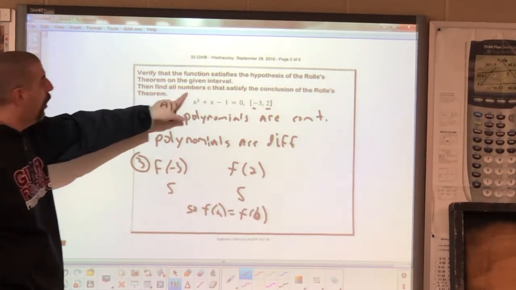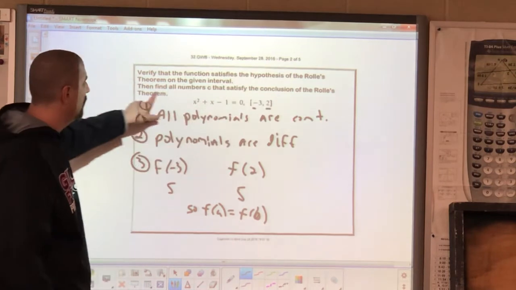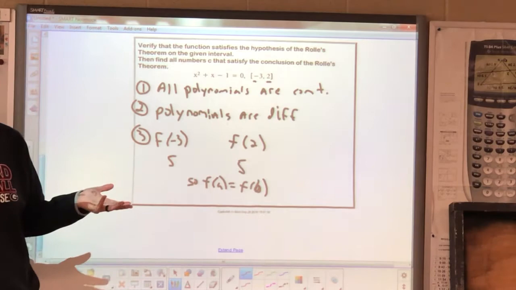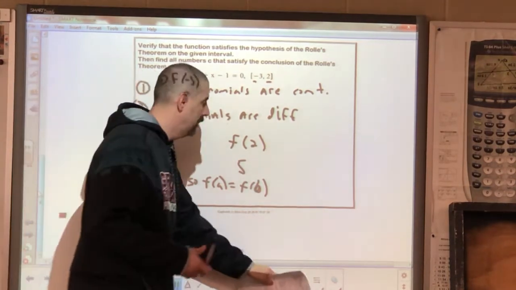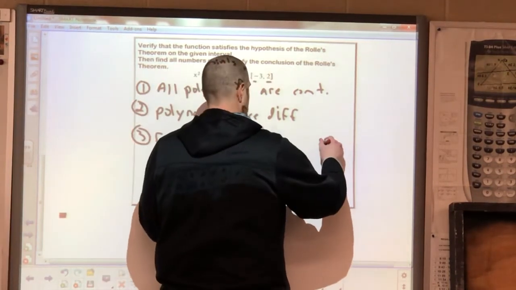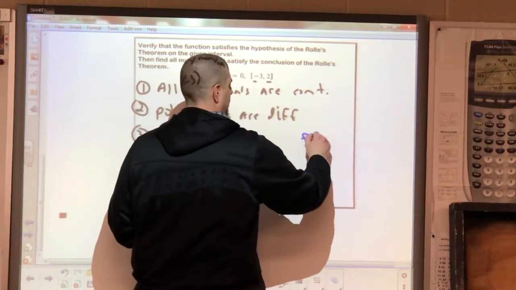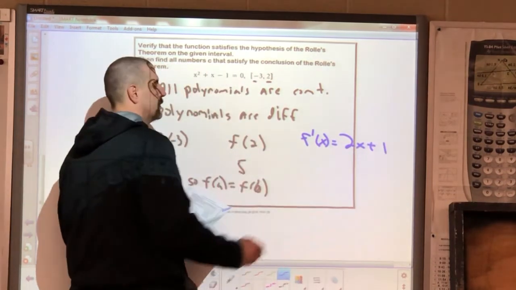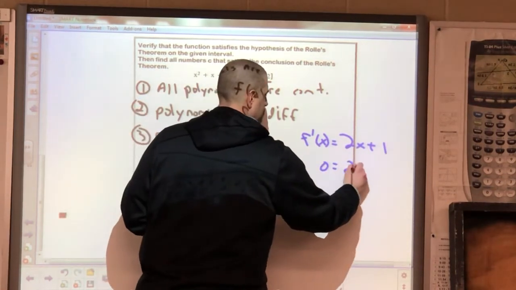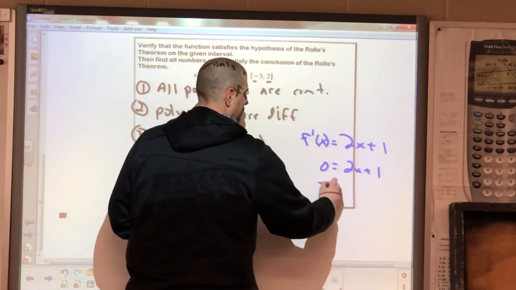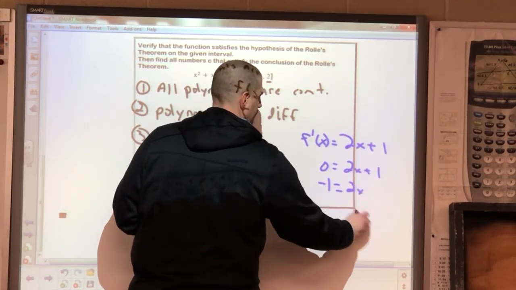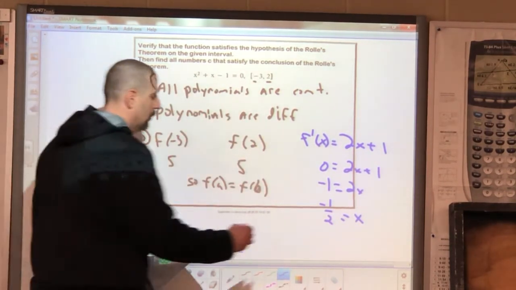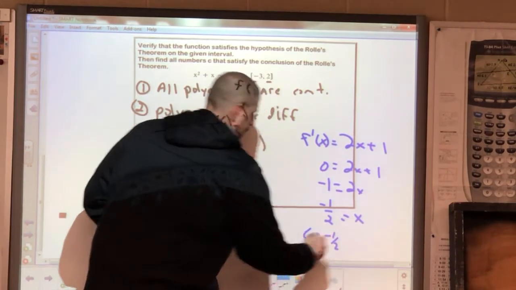Last thing it says, find all numbers c that satisfy the conditions of Rolle's theorem. So what does that mean? That means we're going to take the derivative and set it equal to 0, our mantra for this section, chapter 3. So f prime of x equals 2x plus 1. Set that equal to 0: 2x plus 1 equals 0, so negative 1 equals 2x, x equals negative 1/2. Therefore, c equals negative 1/2.